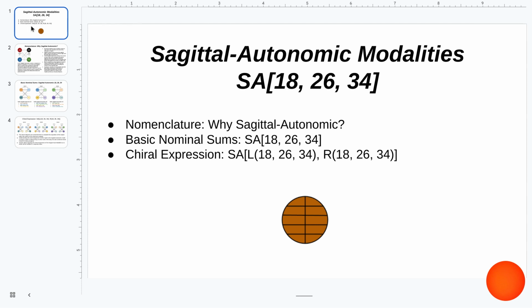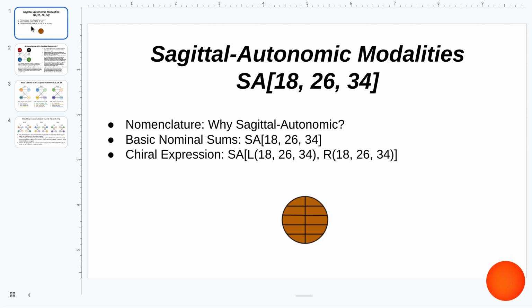Welcome to this lesson on a Western interpretation of the autonomic modalities found within the global balance method. The first slide answers the question, why is this category of global balance modalities labeled Sagittal-Autonomic? Next, the principle of using basic nominal sums to label each individual modality within the category is covered in brief, along with a diagram of each mode and its color coding.